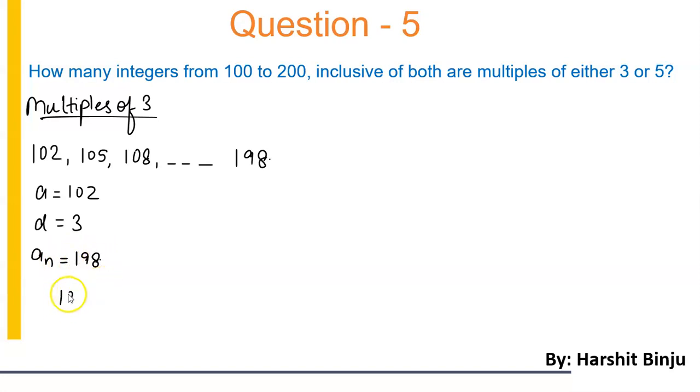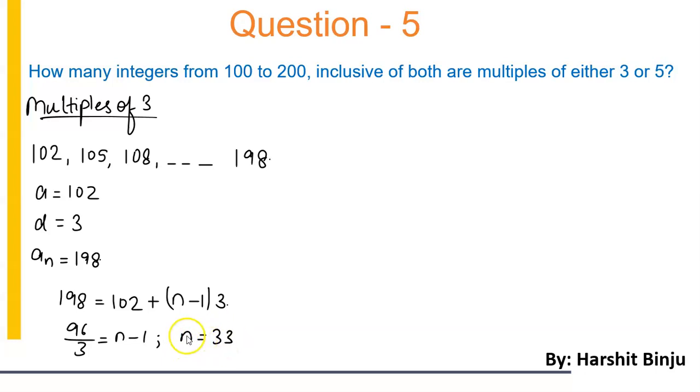So you can say that 198 will be equal to 102 plus n minus 1 into 3. This is something that we learned in AP. An is equal to a plus n minus 1 into d. So this will basically become 96 divided by 3 is equal to n minus 1, and n will be equal to 33. Okay, so numbers which are multiples of 3 are 33.